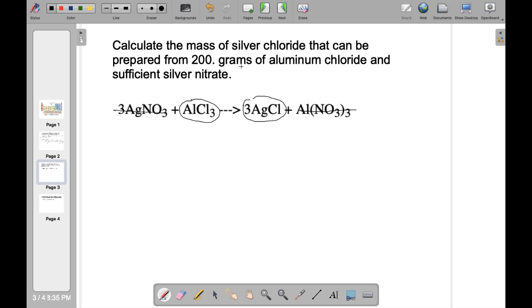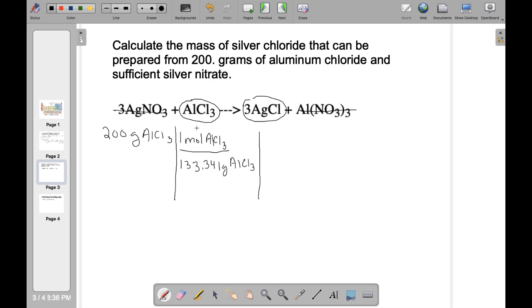So yet again, I have 200 grams. I start over in the top left. 200 grams of aluminum chloride. I want to go from this to moles. I know 1 mole of aluminum chloride is 133.341 grams of aluminum chloride.